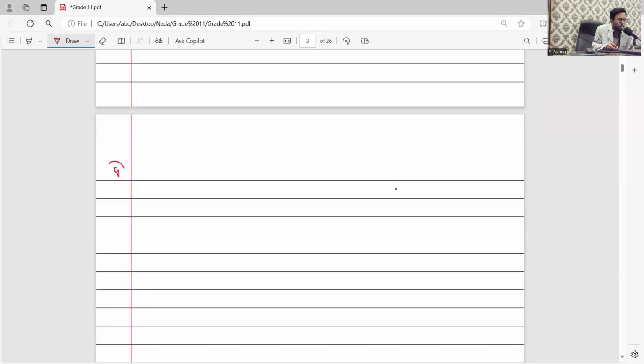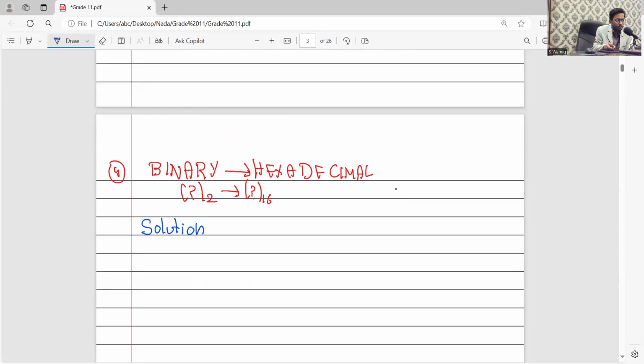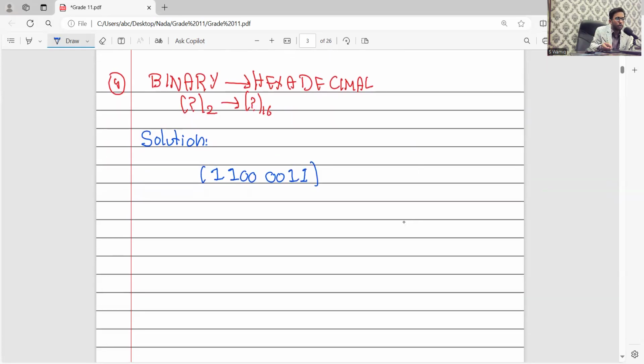For the fourth conversion, I want to convert a binary number into a hexadecimal number. That means, for example, if I am converting from base 2 to base 16, what I need to do right here is, for example, if I have a binary number such as 1 1 0 0 0 0 1 1, this is a binary number and I want to convert this into a hexadecimal.